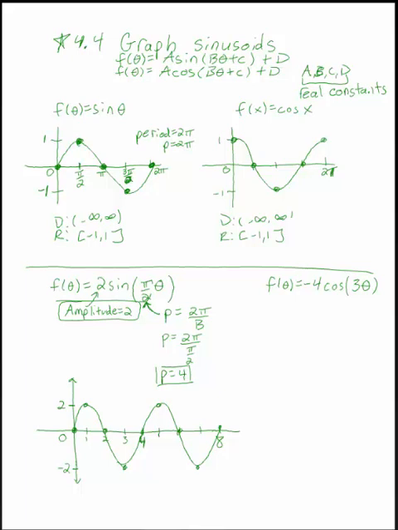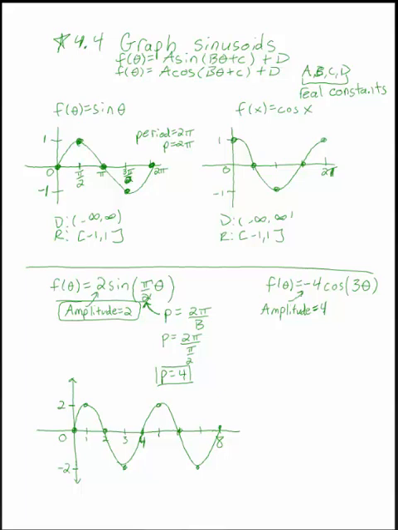Okay. Now there's a negative 4 out in front. The amplitude is actually just the absolute value of that. So the amplitude is still just 4, because amplitude is talking about height, or rather, half of the total height of the graph. So it's always just a positive value.